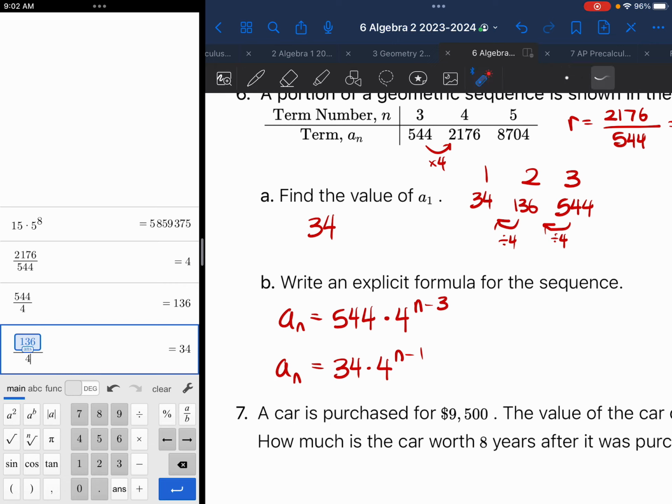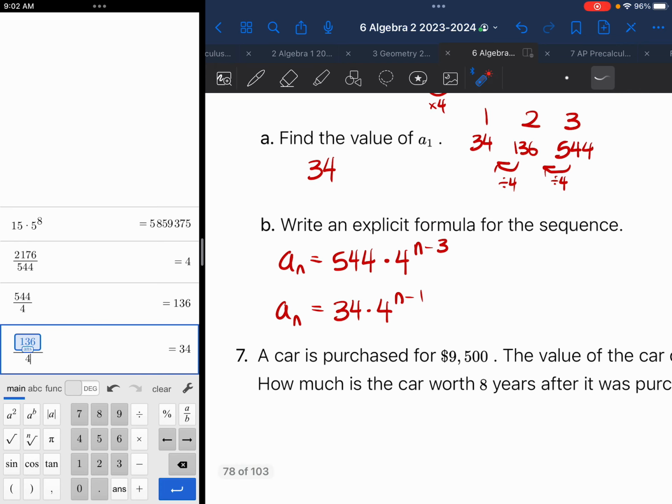You could have also done 136 times 4 to the power of n minus 2, or 544 if this is a 3, or 2,176 if this was a 4, right? You just make sure that you match up the term number with the actual term.